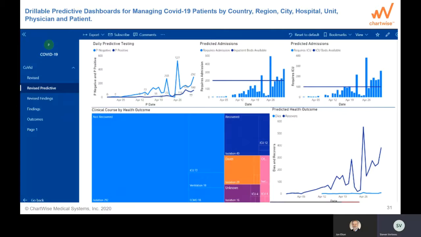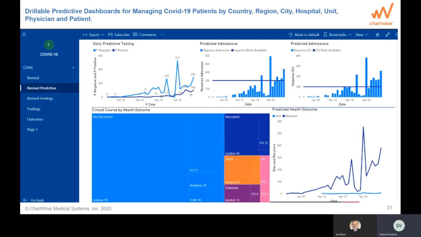This is an example of predictive analytics. So this data is all being fed by the results of the machine learning. So in the first chart, we're predicting how many positives versus negatives we're going to have day to day. Then we're looking at inpatient admissions. How many do we predict we're going to have day to day in the future?